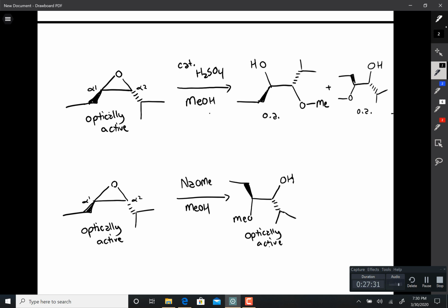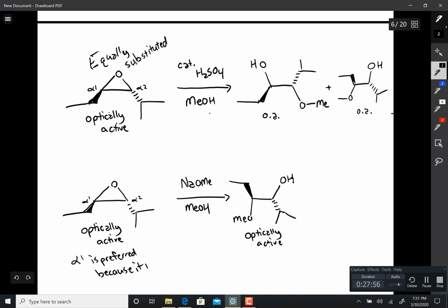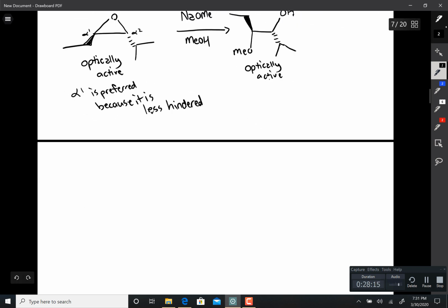So up here you get both because they are equally substituted. Here, if one is preferred, because it is less hindered. Okay. Now, what's beneficial is to start thinking about reactions as reagent pairs.